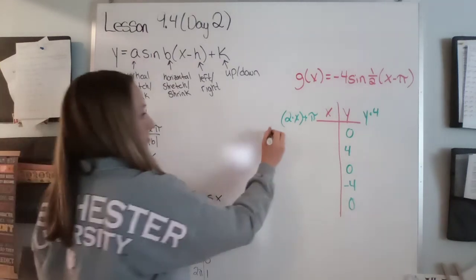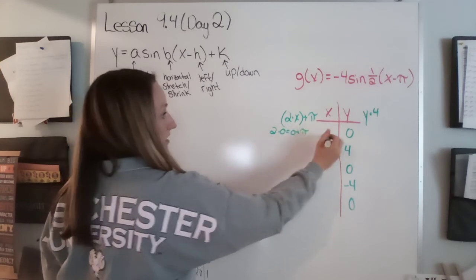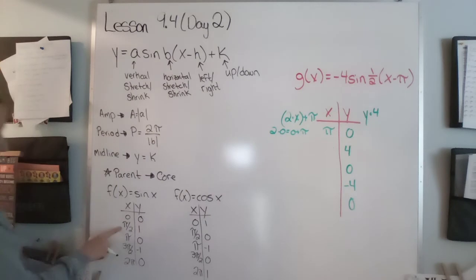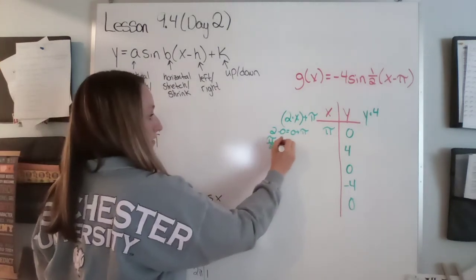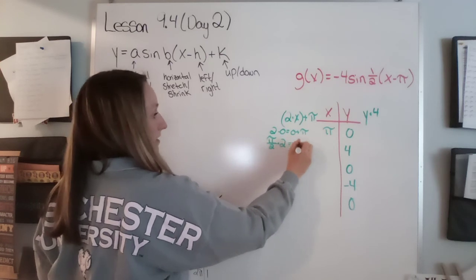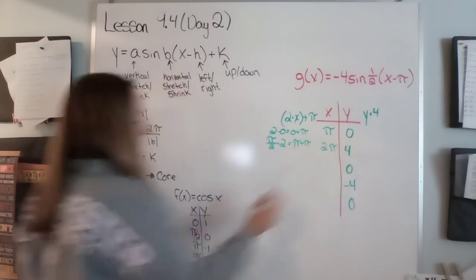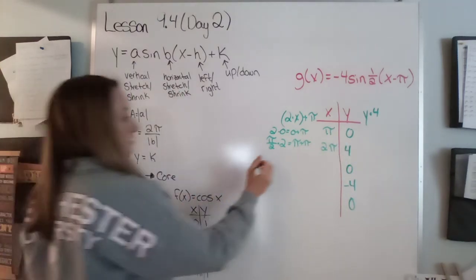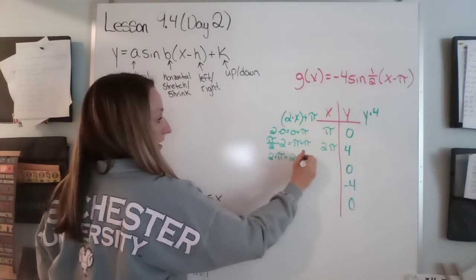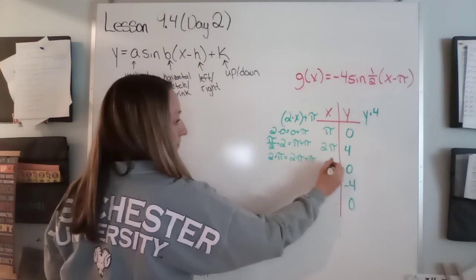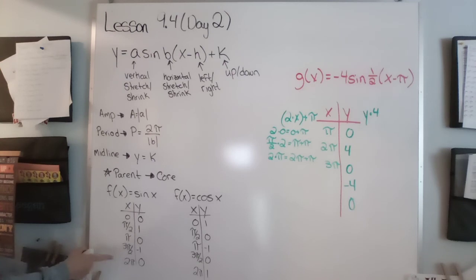All right, so 2 times 0 is just 0, and then 0 plus pi is going to be pi. Take the next x, which is pi over 2. So pi over 2 times 2 is going to be pi, and then you add a pi to get 2 pi. The next one is pi, so it's going to be 2 times pi, which is 2 pi, and then you add a pi to get 3 pi. You probably can see the pattern, so you could stop, but let's just keep going.